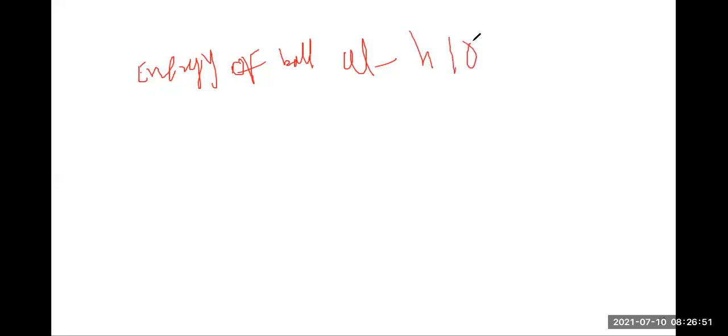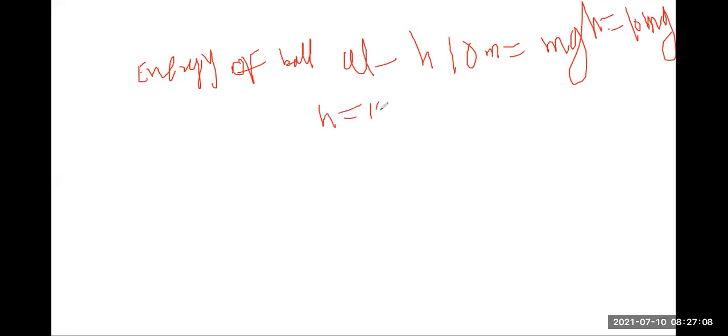Now, what is given there? The energy of the ball at height 10 meters. We know that potential energy is equal to mgh, which is 10 mg, because the height is already given. Understood? Yes or no?